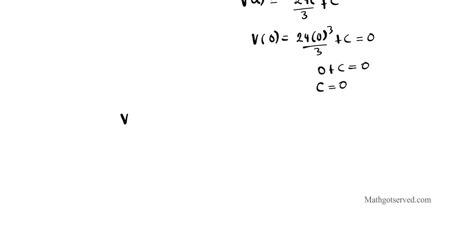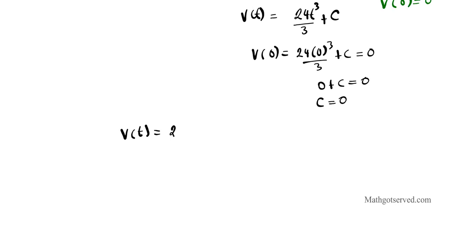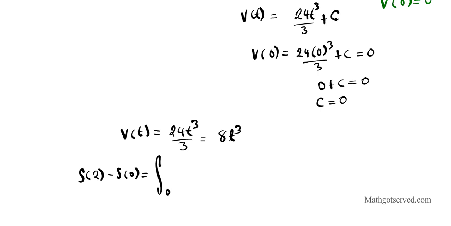So we're halfway there. The velocity function v of t is 24t to the third over 3. Well, let's simplify that. It's 8t to the third. We don't need to add c because c is 0. Okay? All right. So now to find the position, actually, we don't need the position. We need the displacement, which is s of 2 minus s sub 0. That is simply the definite integral from 0 to 2 of the velocity function, v of t dt, right?